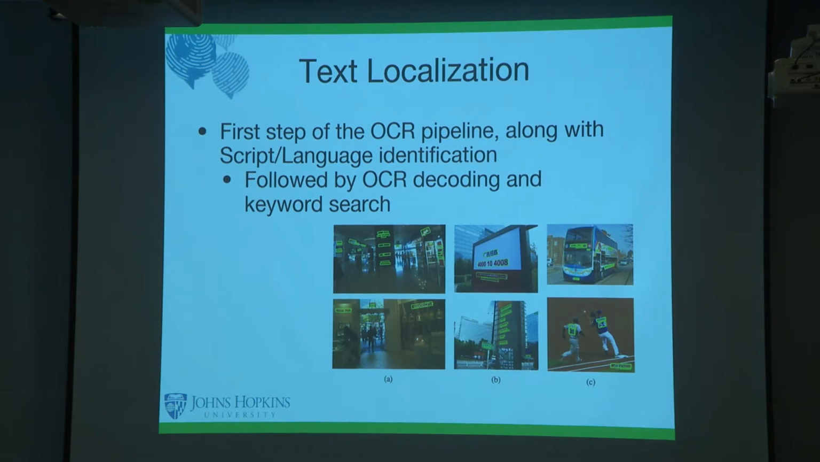So followed by just finding out if there is text in the image through text localization, we do OCR decoding to see what language that text is in and what that says, and then keyword search. So having the ability to just search through all of these different images, several thousands of images, seeing what image has what specific word.